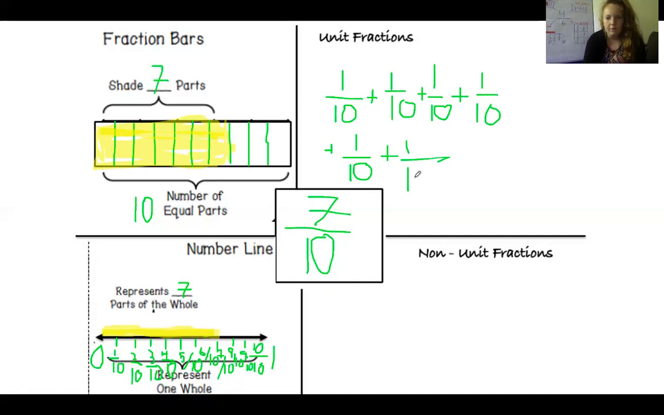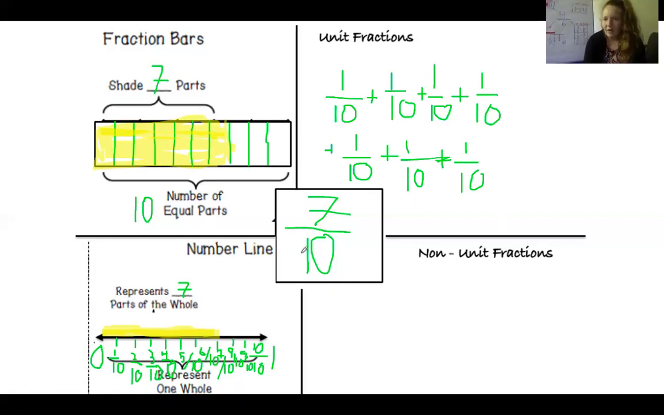Ooh, that's a very long vinculum. My apologies. I'm going to just turn that one into a plus sign. 1 tenth, 2 tenths, 3 tenths, 4 tenths, 5 tenths, 6 tenths. One more. 7 tenths. I have that one. 1 tenth, 2 tenths, 3 tenths, 4 tenths, 5 tenths, 6 tenths, 7 tenths. Hooray! Remember, it's always important in maths to double check.